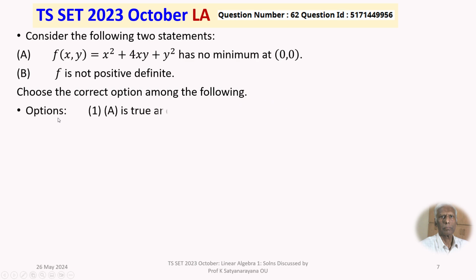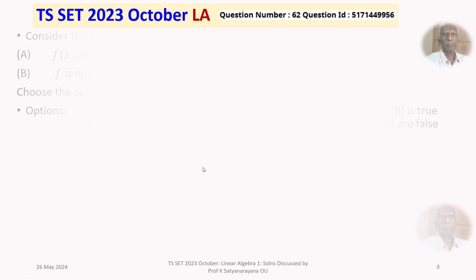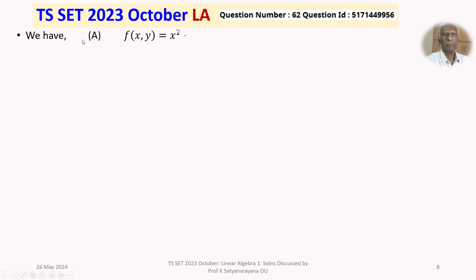Now choose the correct option among the following. Now options are given. A is true, B is false. A is false, B is true. Both A and B are true. Both A and B are false. Anyway, the routine options. And now let's discuss the solution of the problem in detail. We have statement A, statement B.